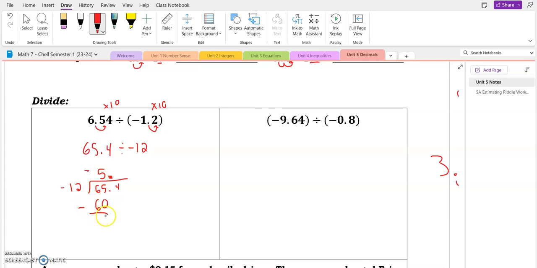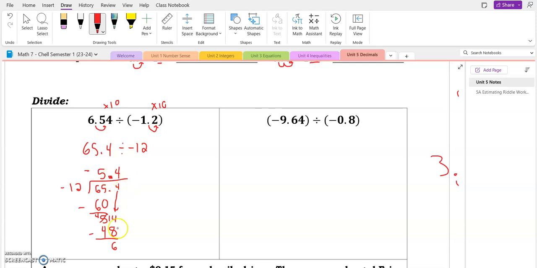If we minus, we get a 5 here. Bring down the 4. And 12 can go into 54. I believe that is 4 times, which gets you 48. And if we subtract this, we will borrow, make this a 14, and that will give us a 6.